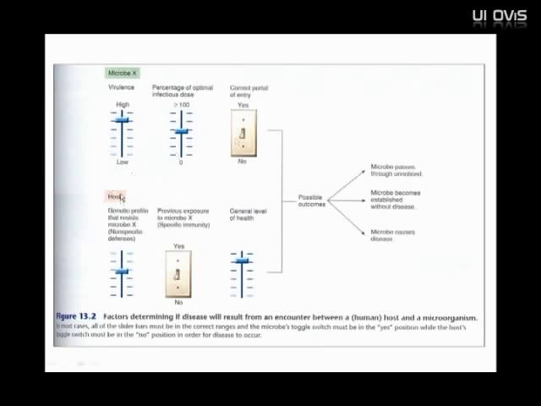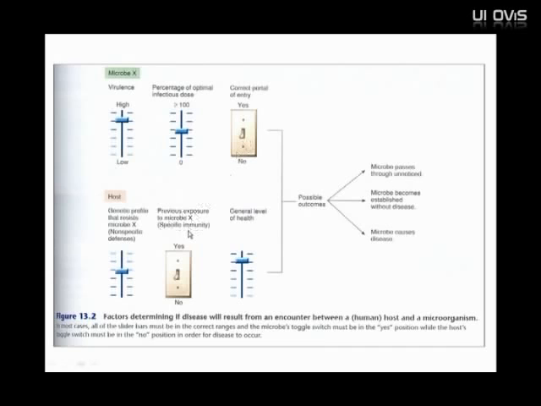And from the host, there are three components as well. They are the genetic profile that resists the microbe. This is the component of the non-specific defenses. And then previous exposure to the microbe. This is the specific immunity. And the third one is the general level of health, like the nutrition, and whether there is any underlying disease or other things.